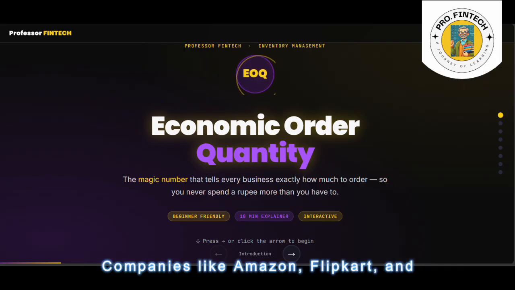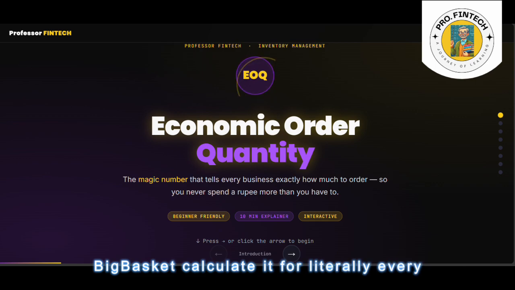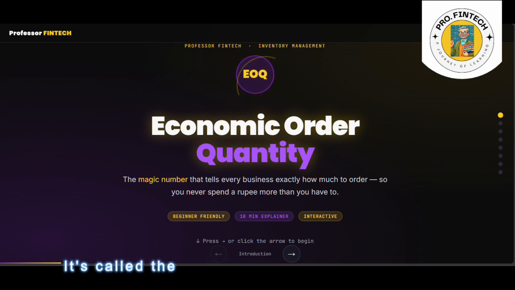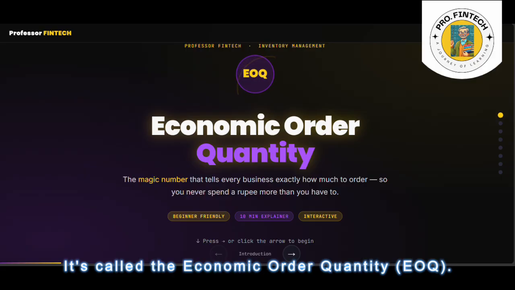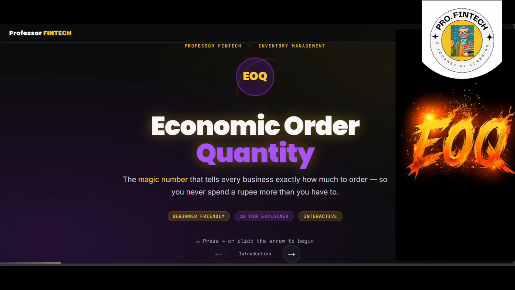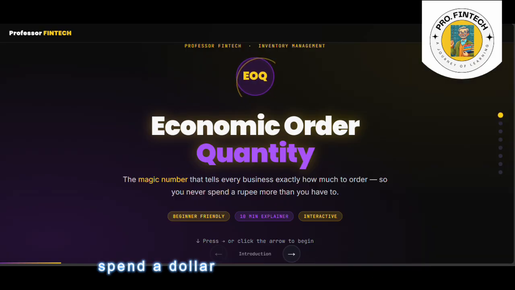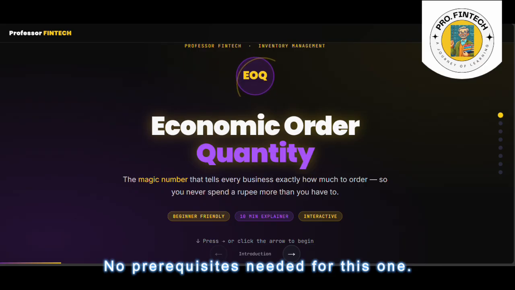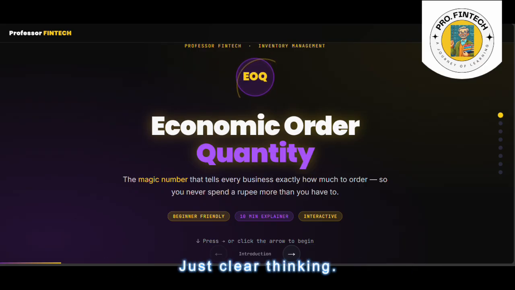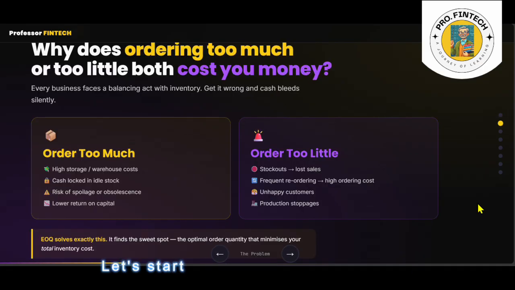Companies like Amazon, Flipkart, and BigBasket calculate it for literally every single product they stock. It's called the economic order quantity, EOQ. It's the magic number that tells a business exactly how much to order, so they never spend a dollar more than they have to. No prerequisites needed for this one, just clear thinking. Let's go.